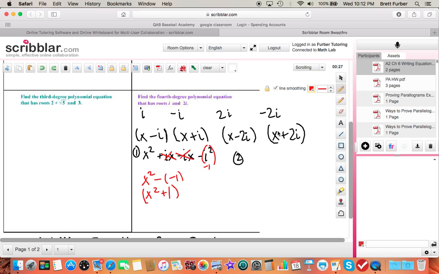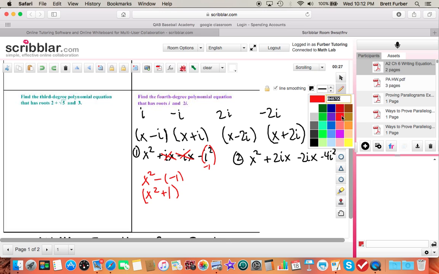Alright, let's do this one. Same thing, we're foiling. x times x is x squared. x times 2i is positive 2ix. Negative 2i times x is negative 2ix. And negative 2i and positive 2i is negative 4i squared.